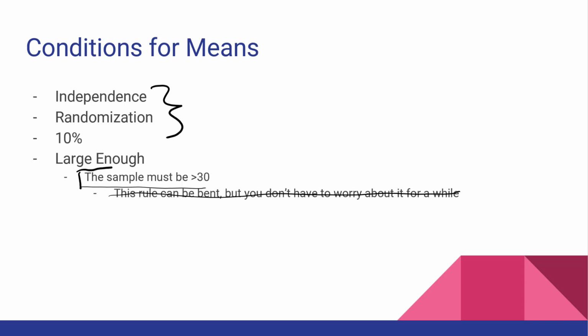The first is that if the sample is greater than 30, we're good. We can just move ahead with everything. We don't have to worry about anything else. So if N is greater than 30, that's fine. Nothing matters. You can just go ahead. The sample is definitely large enough.